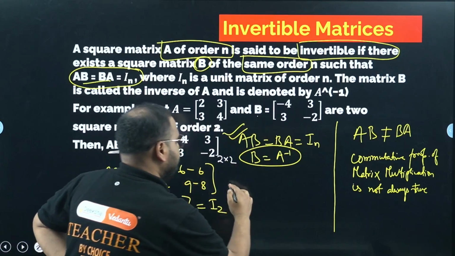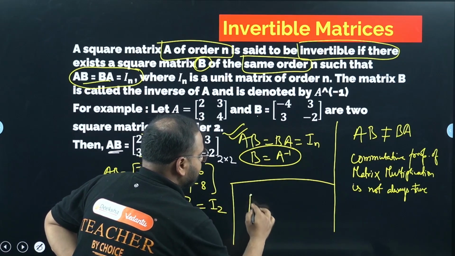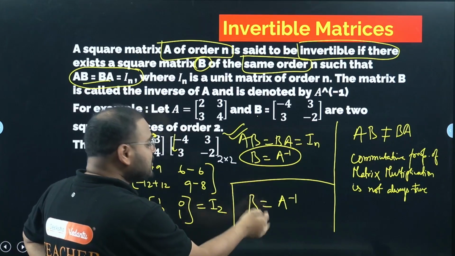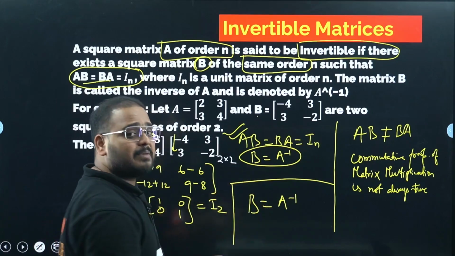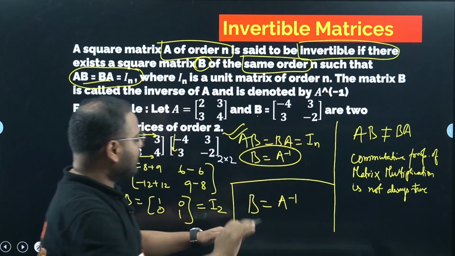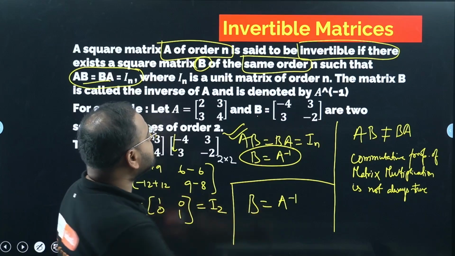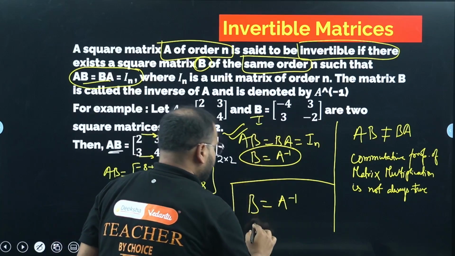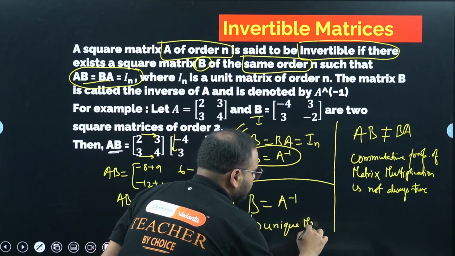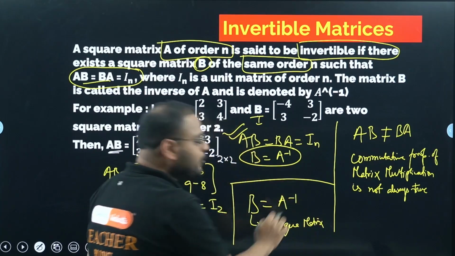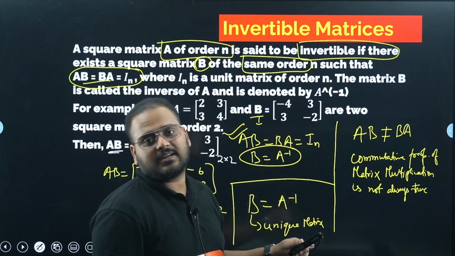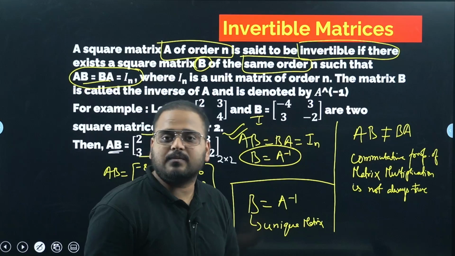I can say B is the inverse of A. B is equal to A inverse. Now if that is true, it means what? I want to conclude here. If that is true, it means every time this B will be a unique matrix. This property will be true only for any one matrix. If the inverse exists, then it will be a unique matrix. The inverse will be a unique matrix.